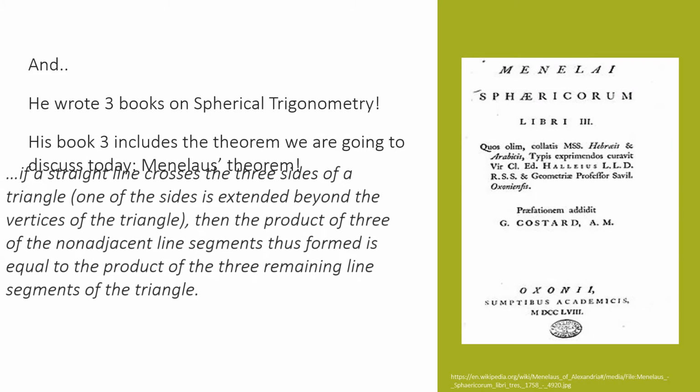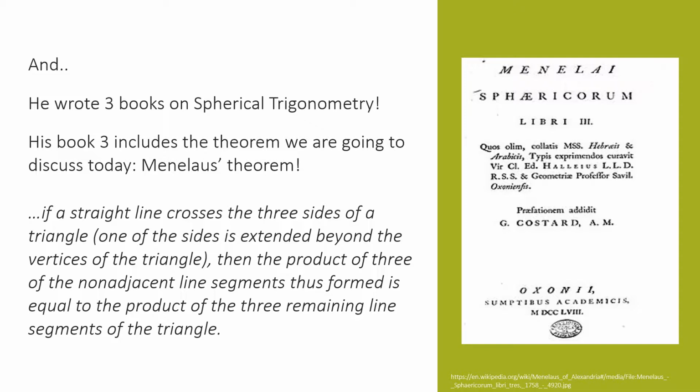If a straight line crosses the 3 sides of a triangle, one of the sides is extended beyond the vertices of the triangle, then the product of the 3 non-adjacent line segments thus formed is equal to the product of the 3 remaining line segments of the triangle. Thus, what Menelaus theorem says is the following.